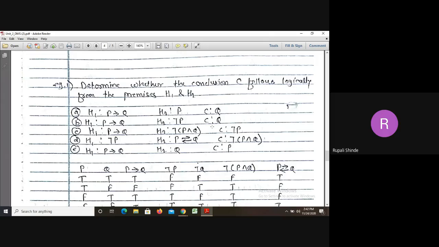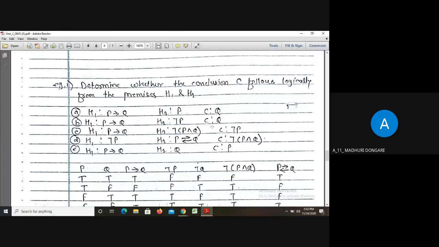First, can you post H1 and H2? Okay, H1 and H2. Then what did you do? What are the columns? P, Q, negation P, P conditional Q, negation of P and P conditional Q, and then the last column: P conditional Q and negation P, and Q conditional negation P.